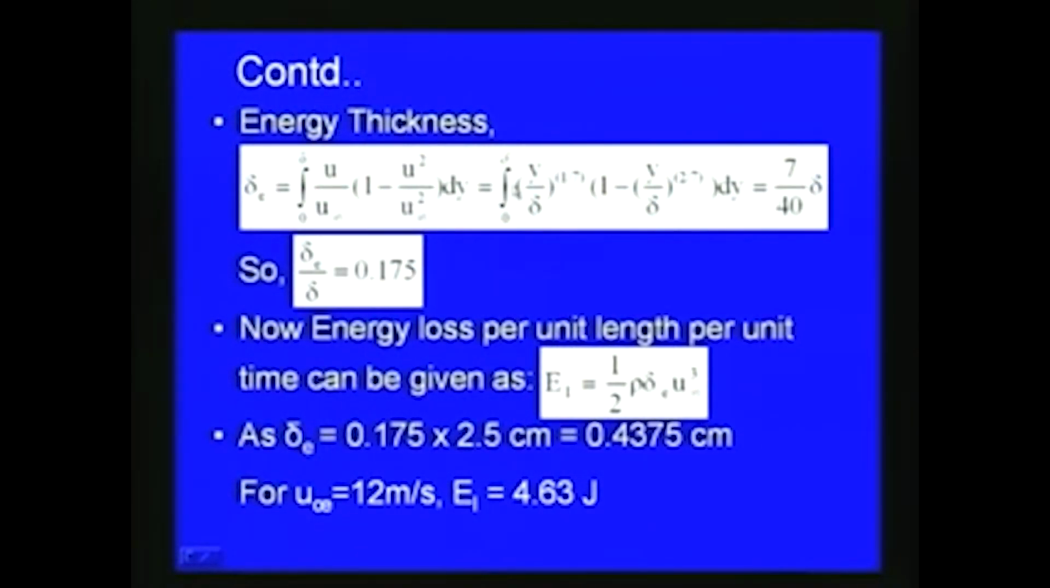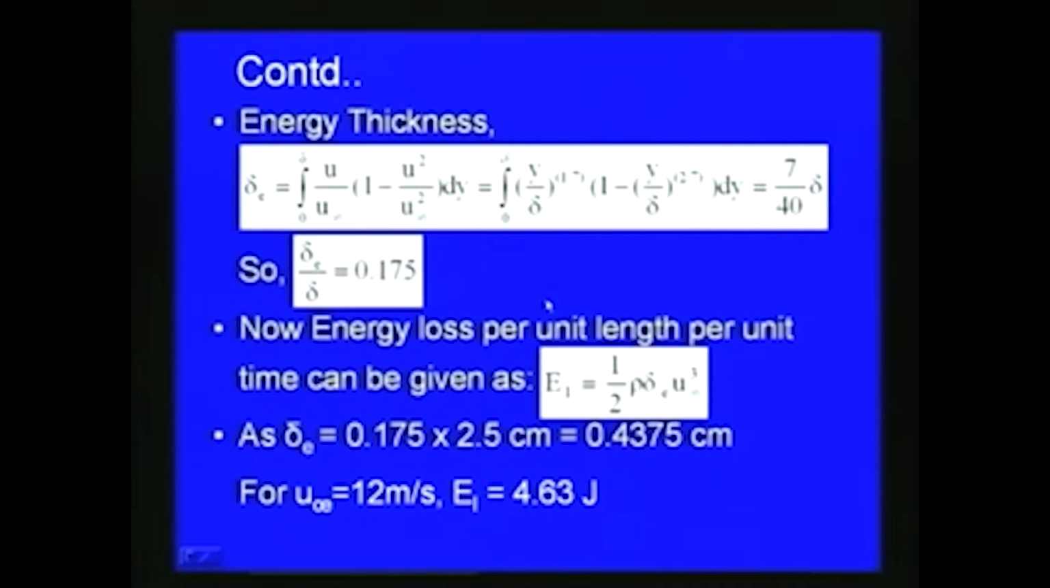And as far as the energy thickness is concerned, again we can substitute for the expression which we have derived. So, delta E is equal to integral 0 to delta u by u infinity into 1 minus u square by u infinity square dy. So, that is equal to integral 0 to delta y by delta to the power 1 by 7 into 1 minus y by delta to the power 2 by 7 dy. So, that we can show delta E is equal to 7 by 40 delta, or delta E by delta, the energy thickness ratio with respect to the boundary layer thickness, is equal to 0.175.